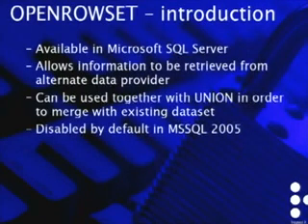So OpenRowSet, I decided to include this in my demonstration, even though it's not very likely to be able to exploit it nowadays because it's restricted in most SQL Server environments. But it illustrates the problem, and it shows you a good picture of how everything works. OpenRowSet allows you to retrieve information from an alternative data provider, and usually it can be used together with Union in order to extract data from another database, a neighbor database. And it's disabled by default in SQL Server 2005, and in SQL Server 2000 post Service Pack 3 it's also disabled and available only to sysadmin users.